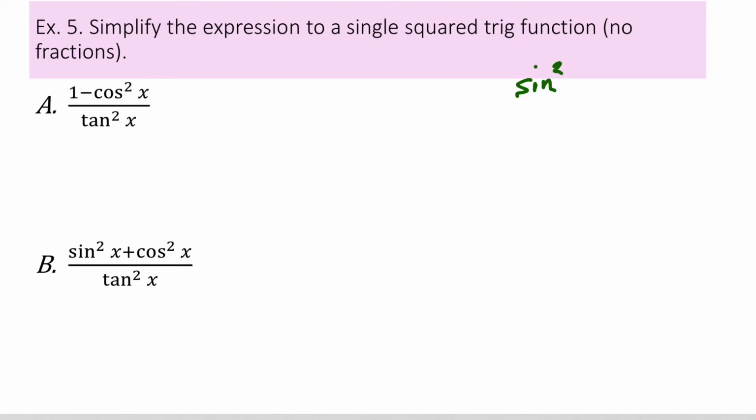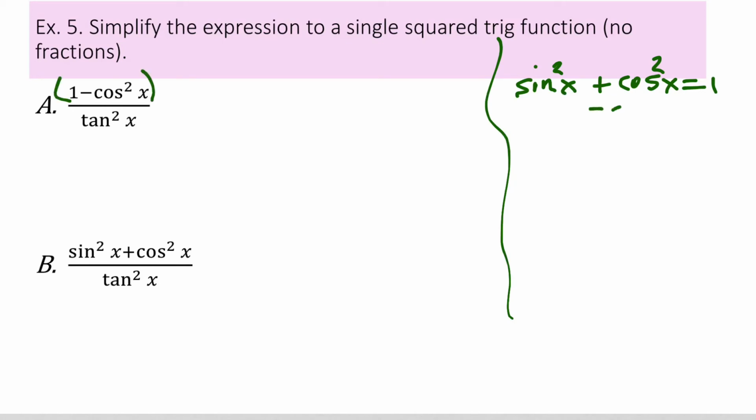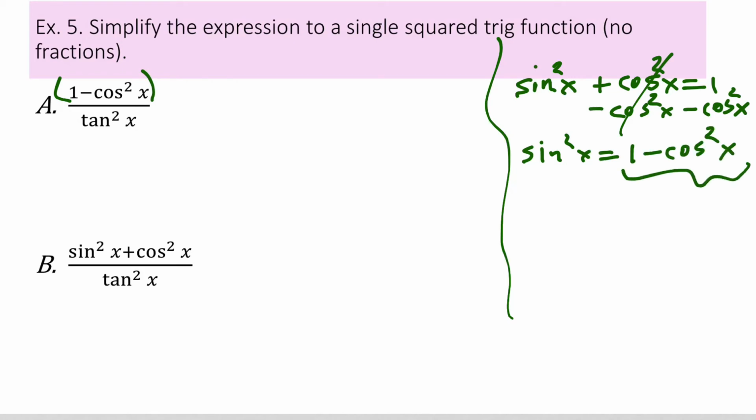We started out with sine squared of x plus the cosine squared of x is equal to 1. And then if I want it to look like 1 minus the cosine squared of x, that means I want to move the cosine squared of x over here to be with the 1. Alright, so then I've got the sine squared of x is equal to 1 minus the cosine squared of x. So that means wherever I have this showing up, I could then go ahead and substitute this because they're equal. So that's what I'm going to do.